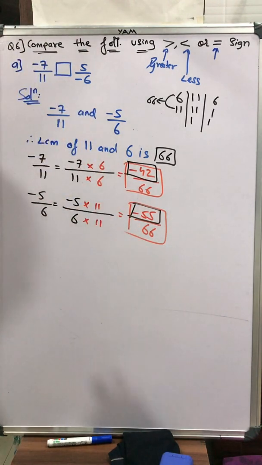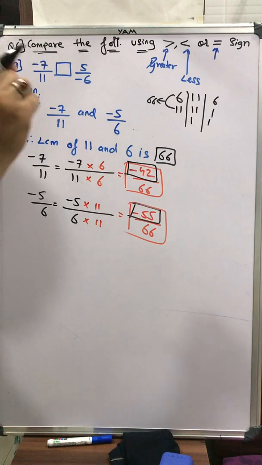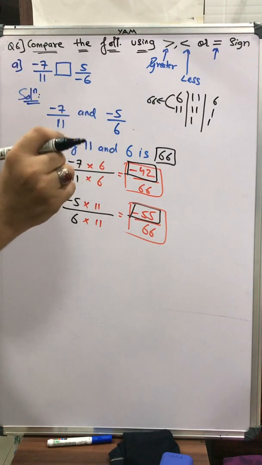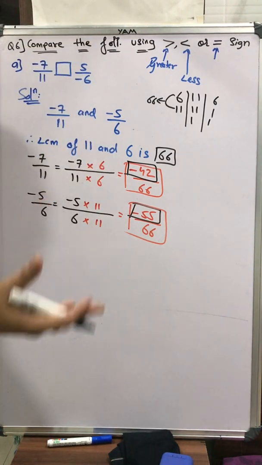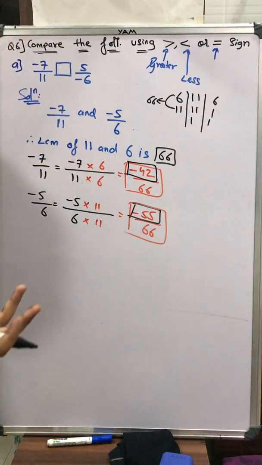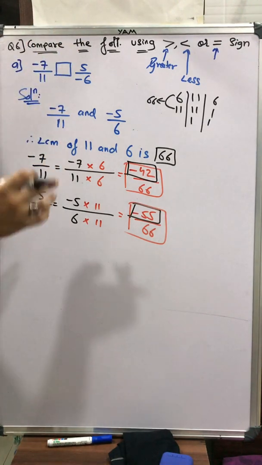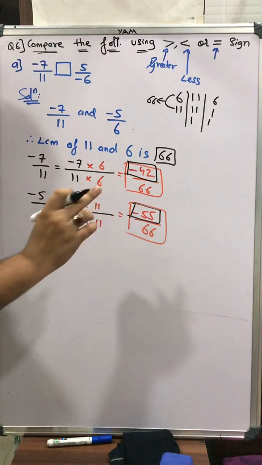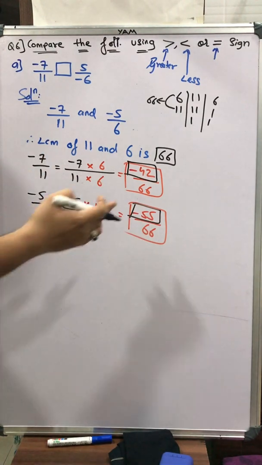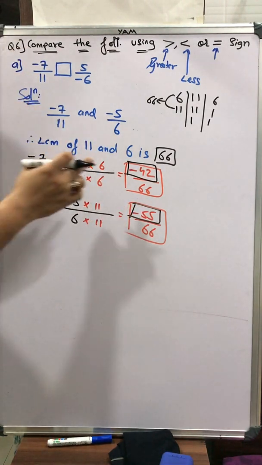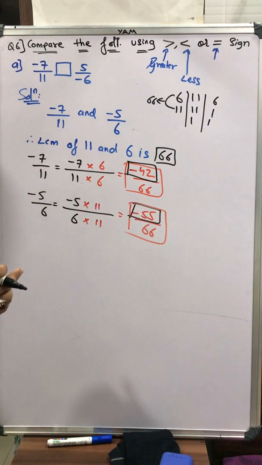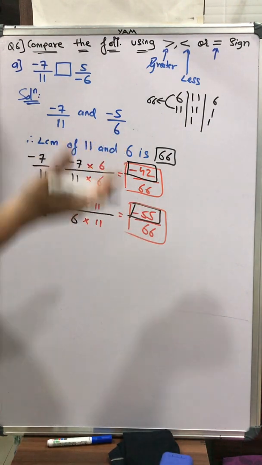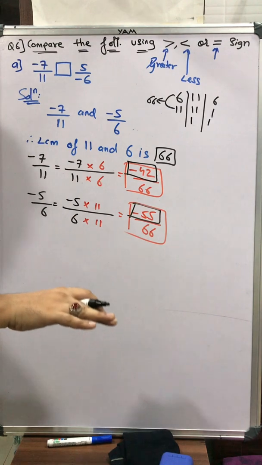Minus 55 is big. Students, whenever we have minus sign, the negative numbers, less the negative number, greater is its magnitude, greater is its value. So if only 42 and 55 was there, of course I will say 55 is big number. But here I have minus 42 and minus 55. So I will say minus 42 is big and minus 55 is small.